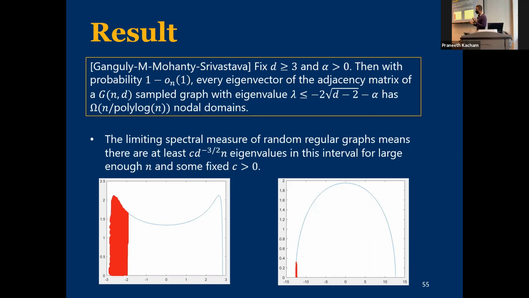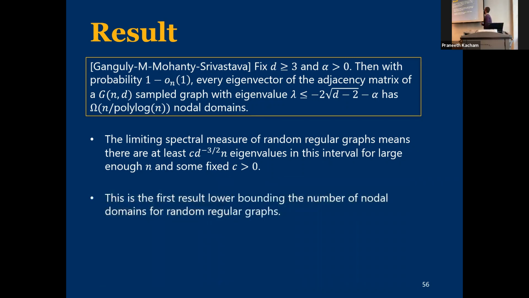A weaker version of the result that they prove is that if I take a graph, then any equal partition into n over 2 vertices splits almost every eigenvector into equal mass. That's a weaker version of the result that Ananthaswamy and Brooks proved. But we're still happy, because this is the first result lower bounding the number of nodal domains for random regular graphs.